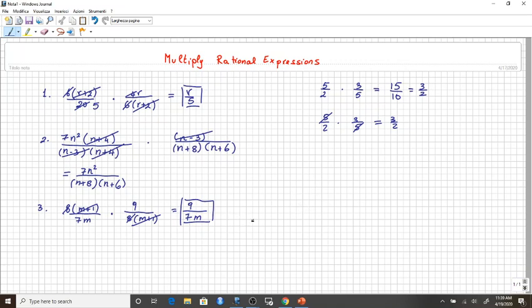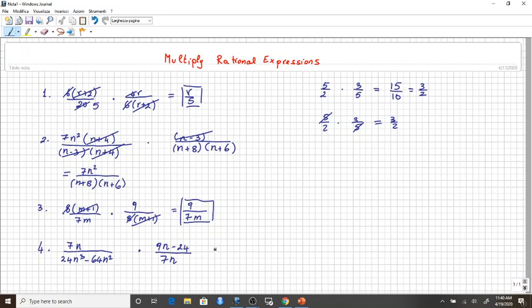Let's work number 4. Let's do something a little bit more challenging now. So we have 7n divided by 24n cubed minus 64n squared. And we want to multiply this rational expression by 9n minus 24 divided by 7n. So what do you think is going to happen in this case? I suggest that you try to work this by yourself.